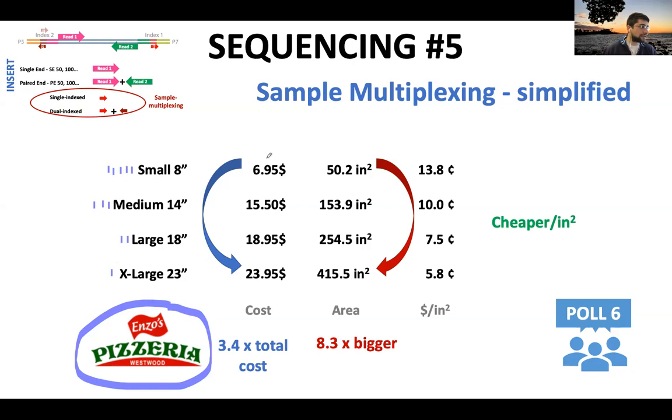If you look at the absolute cost of the pizza, the cheapest is actually the small one, okay? However, if you compare the relative cost per square inch of your pizza, the cheapest one is the large one, okay? So the idea is, since I'm sequencing, I just want to have reads out of my sequencing machine, I'm going with the cheaper, okay?